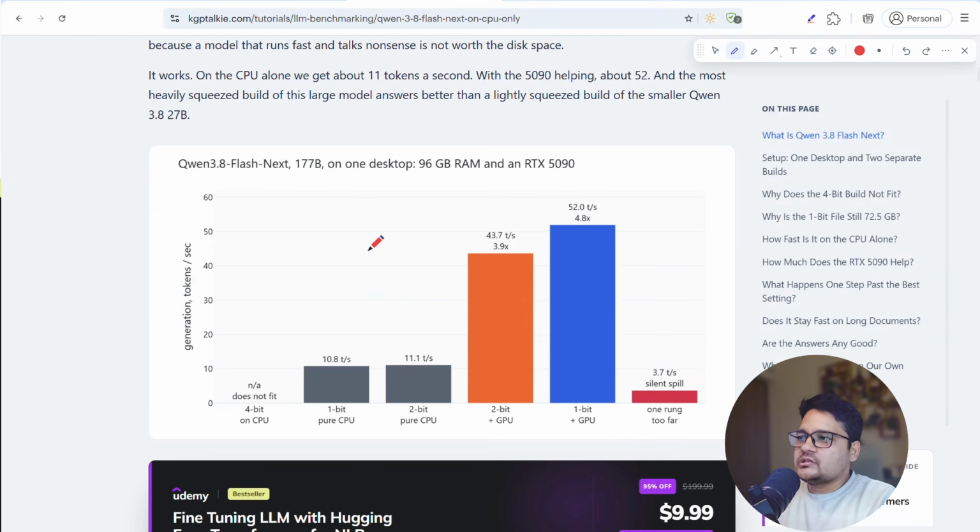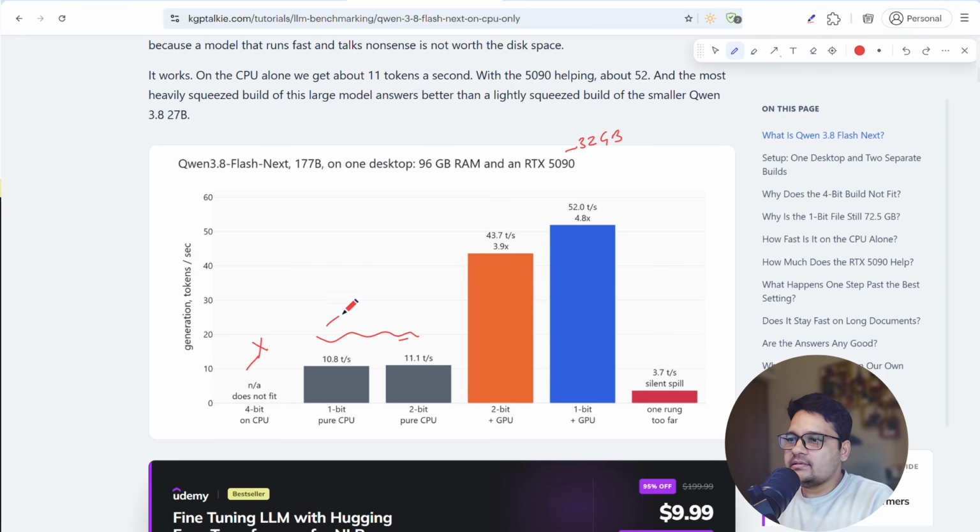Now let me quickly show you how much speed we are going to get. Thereafter, I'll take you through the technical journey. First of all, my laptop has 96 GB of RAM and 32 GB of RTX GPU VRAM. So 4-bit cannot run at all. 1-bit can run, and 2-bit can also run. So I tested 1-bit and 2-bit.